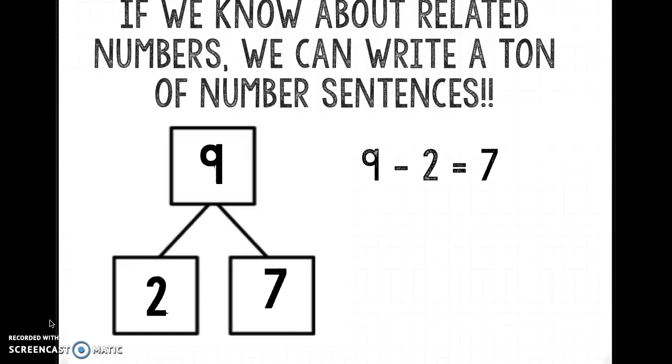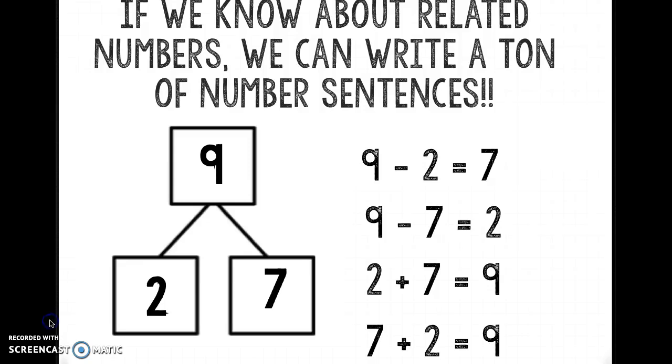All right, good. Let's check and see what we have. Did you have 9 minus 7 equals 2? What about 2 plus 7 equals 9? And don't forget, 7 plus 2 equals 9.